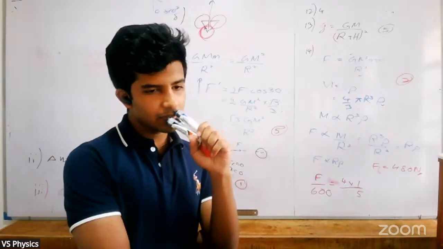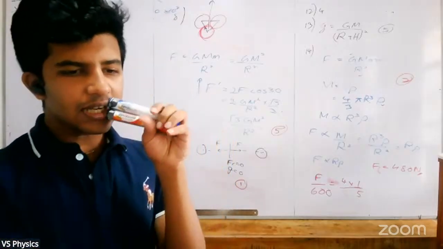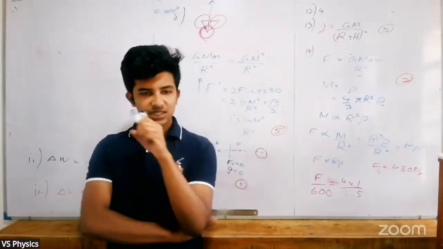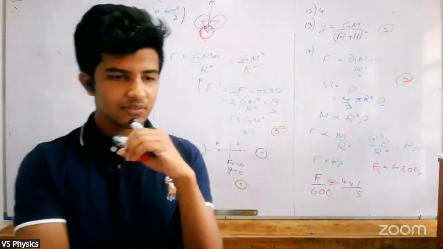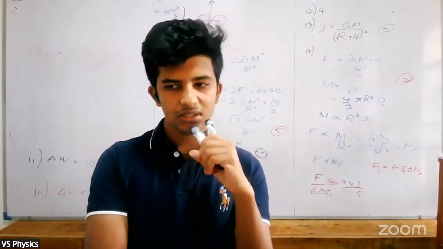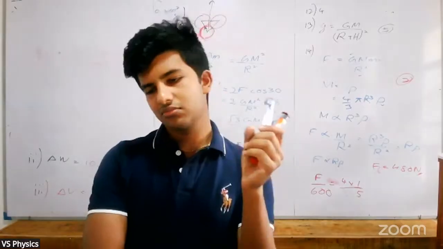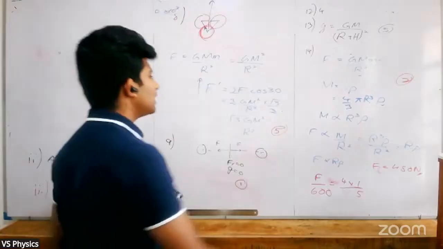The 15th one. Did you do 15? If the gravitational acceleration on the surface of the planet is g dash, the radius of the planet is r, the universal gravitational constant is g, what is the mean density of the planet? We found m.